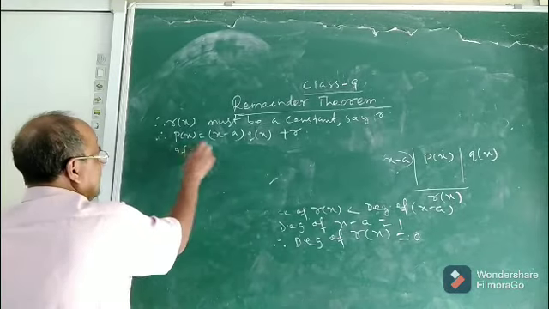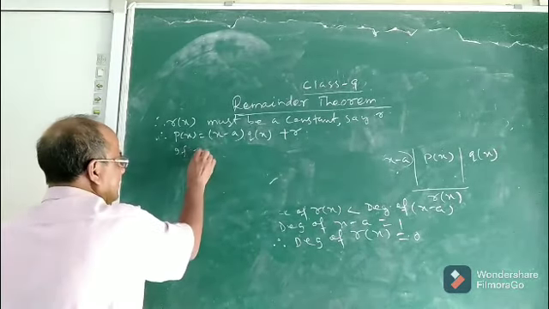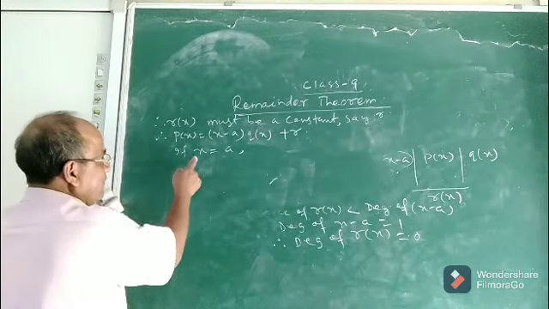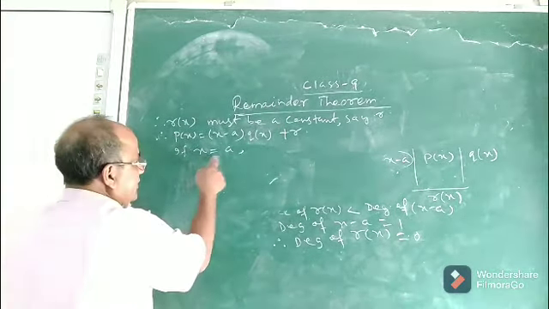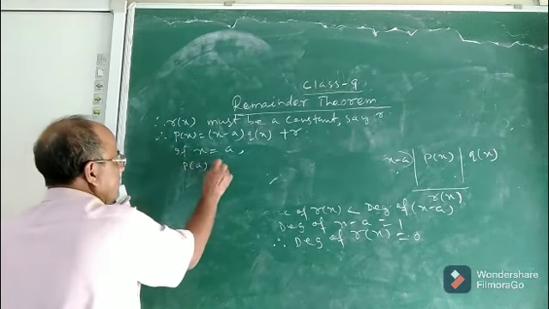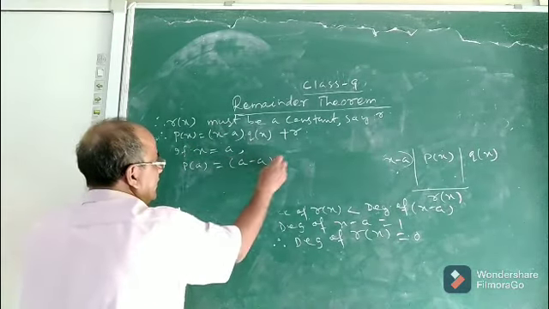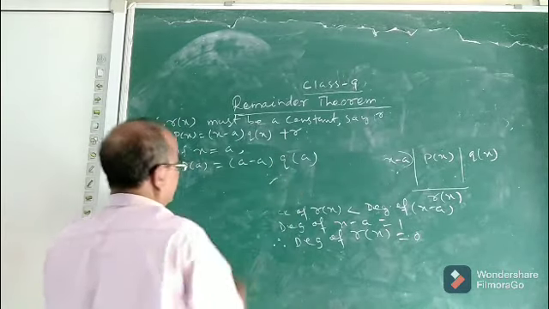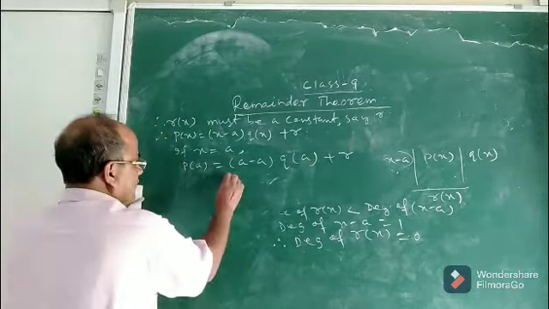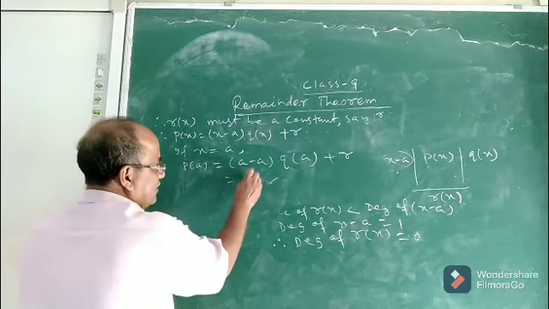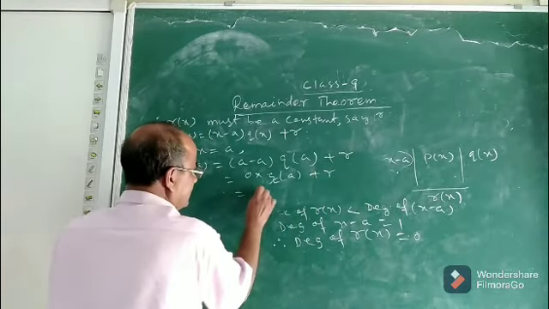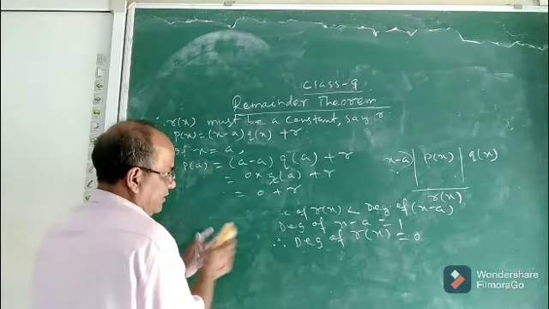So P(x) equals (x minus a) into Q(x) plus R. Now if the value of x is a, what will happen? Find the value of the polynomial for x equal to a. If x equals a, then this will be P(a). P(a) will be (a minus a) into Q(a) plus R. Now a minus a is 0, so 0 into Q(a) plus R, so this is 0 plus R.